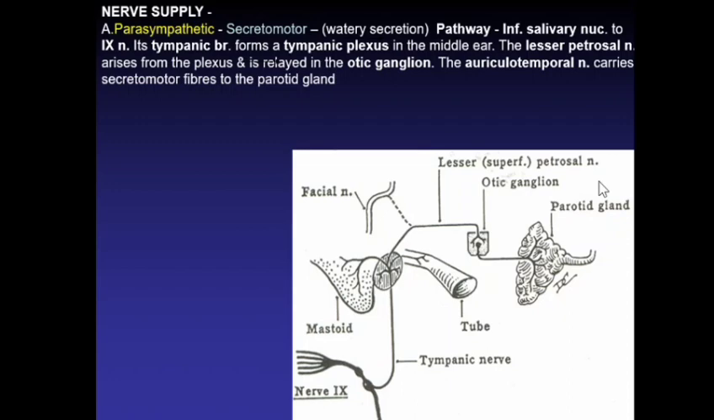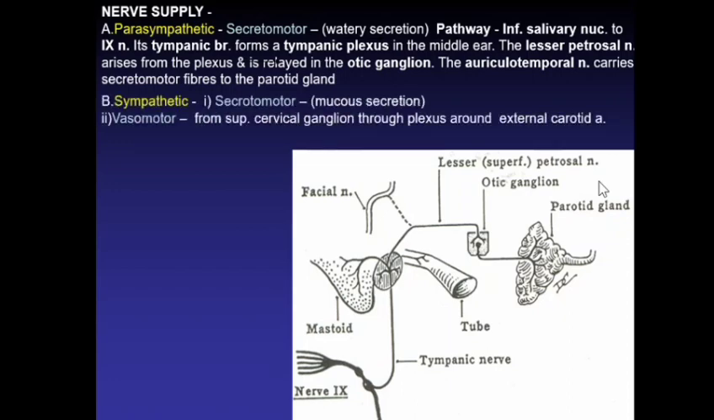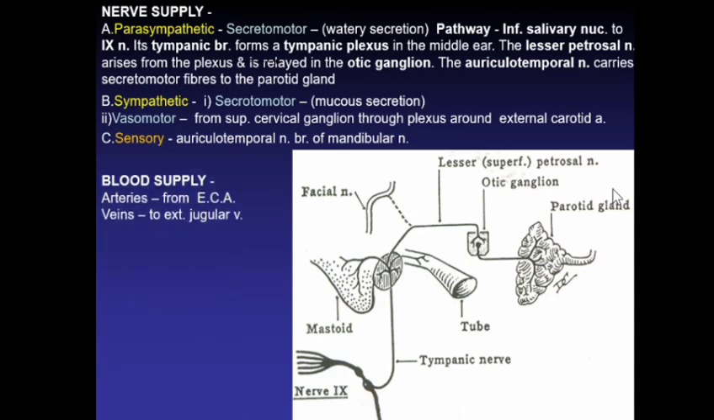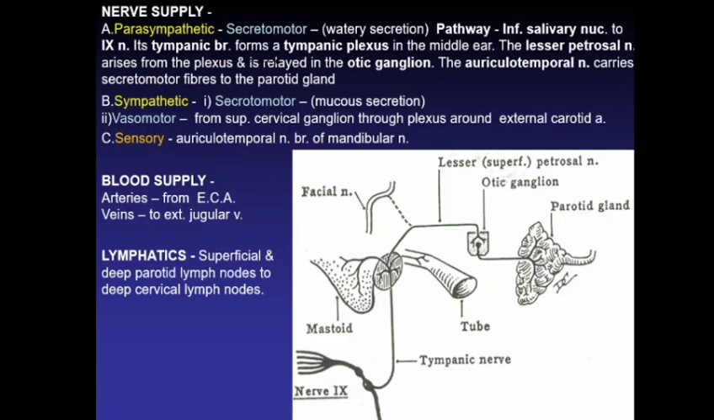Sympathetic: secretomotor, mucus secretion, vasomotor, from the superior cervical ganglion through the plexus around the external carotid artery. The sensory supply is the auriculotemporal nerve, branch of the mandibular nerve. The blood supply of the parotid gland: arteries from the external carotid artery, veins to the external jugular vein. The lymphatics of the parotid gland: superficial and deep parotid lymph nodes to deep cervical lymph nodes.